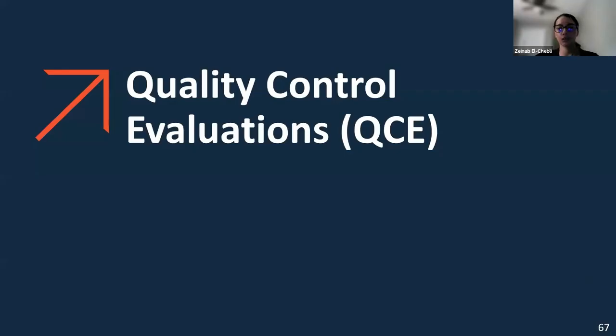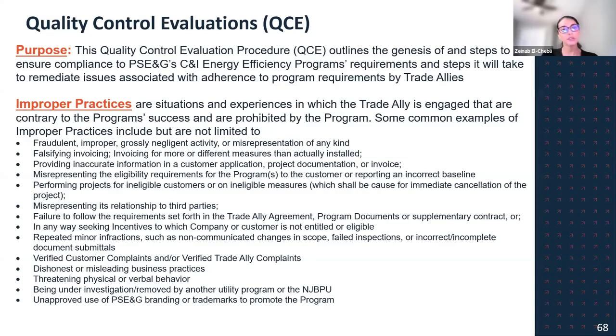So we will be discussing quality control and evaluations as it is a big part of the program, and we strive for best-in-class solutions and best-in-class experiences in the program, and we want to hold not only our trade allies but ourselves to a high standard. So for quality control, the purpose is to ensure that the PSE&G C&I program requirements are met, and to outline the steps we will take to remediate issues and ensure adherence to program requirements by the trade allies. So making sure that we're all within our guidelines, in our trade ally terms and conditions and agreements, to make sure that the best practices are being implemented across the board.